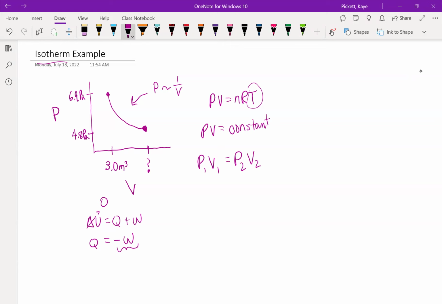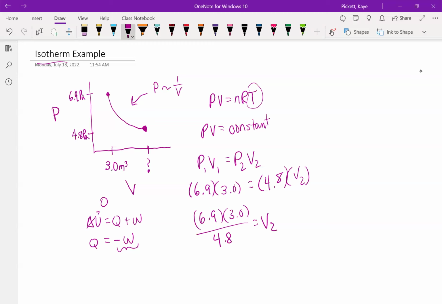So my first, I've got 6.9 times 3.0. And that's going to equal my second pressure, which was 4.8, and I want my second volume. I'm sorry, just had a mental lapse there. So we're going to take 6.9 times 3. We're going to divide by 4.8. And we're going to get our second volume.